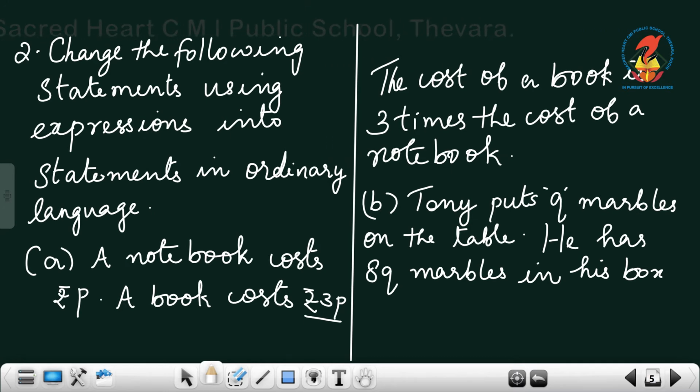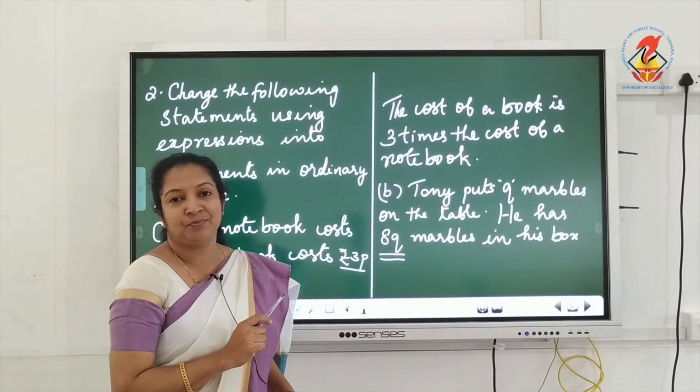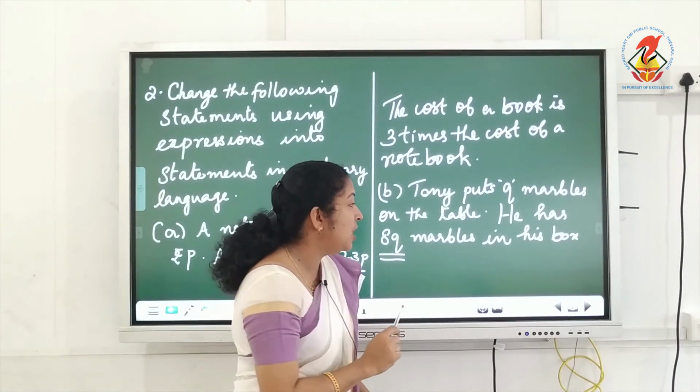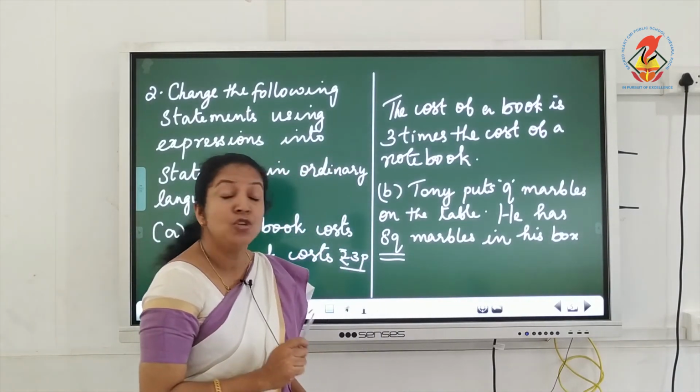Next, second sentence. Tony puts Q marbles on the table. He has 8Q marbles in the box. You have to convert 8Q. 8Q is the number of marbles in the box and Q is the number of marbles on the table. So you have to connect these two. The number of marbles in the box is 8 times the number of marbles on the table.